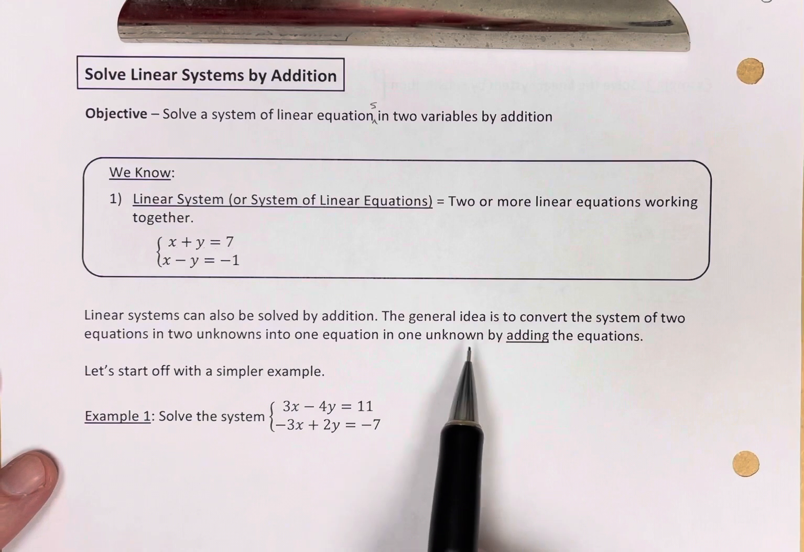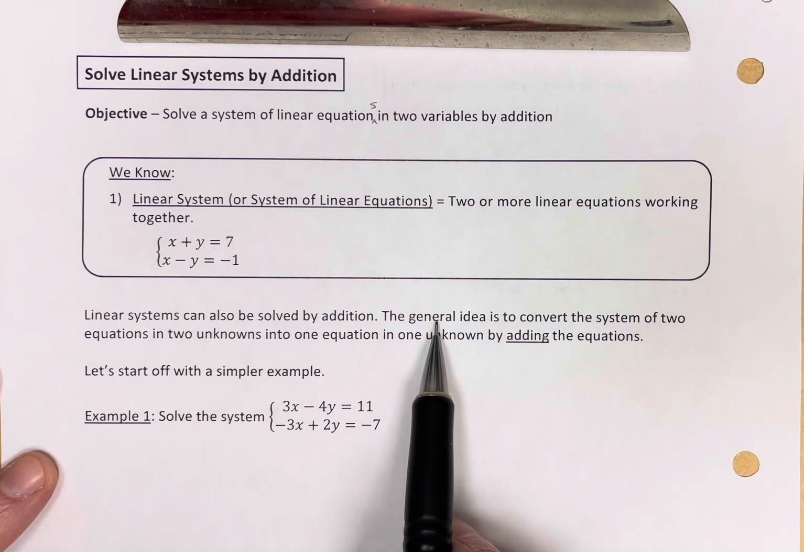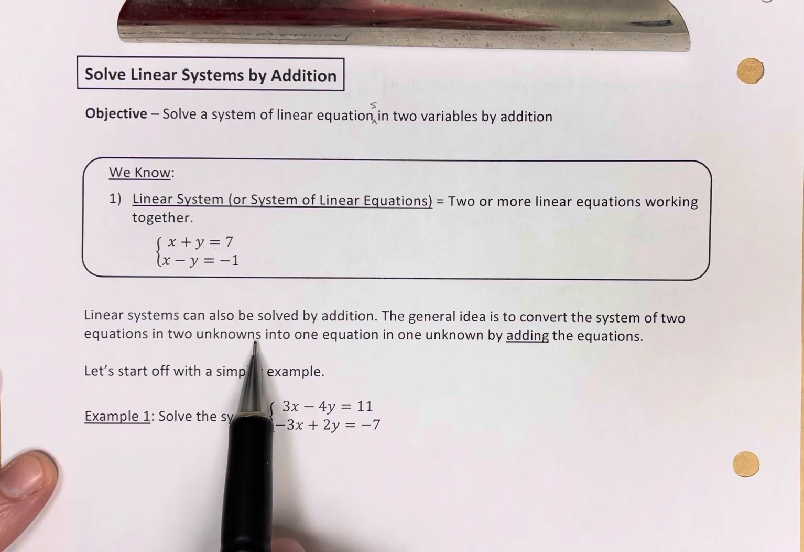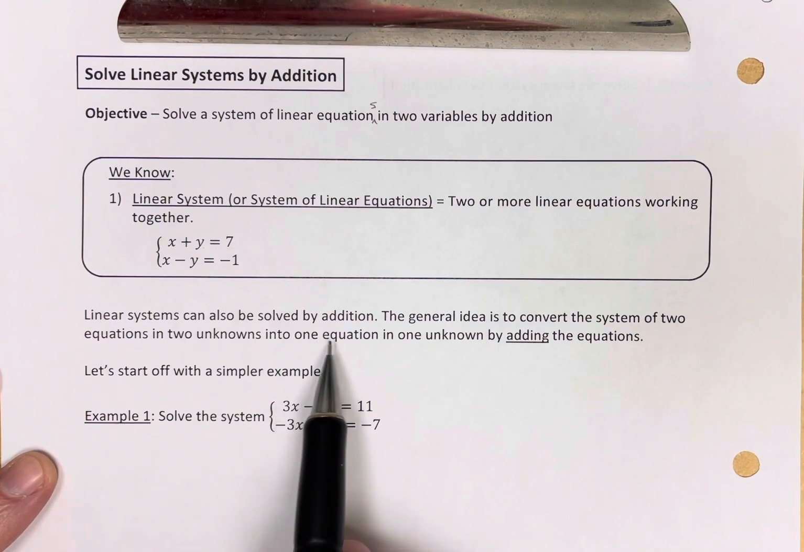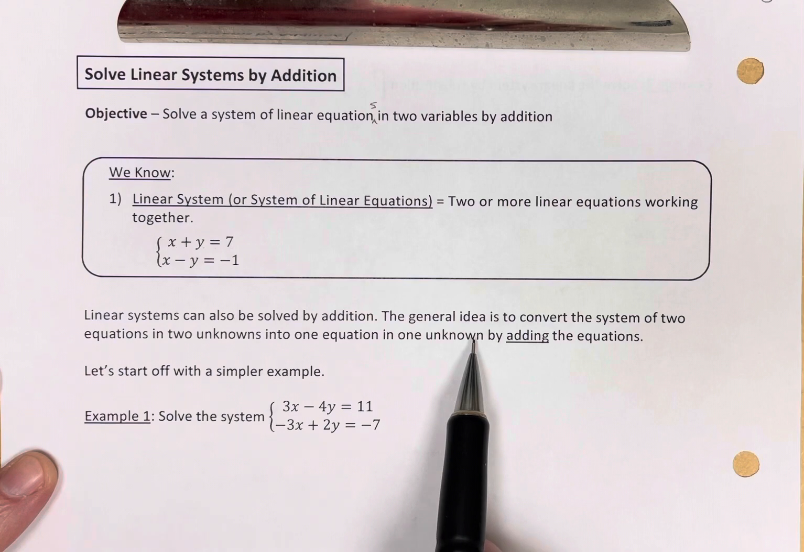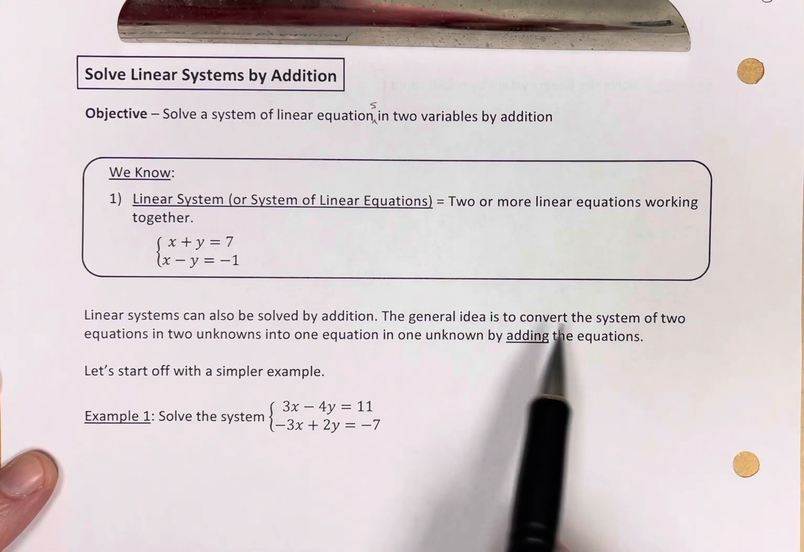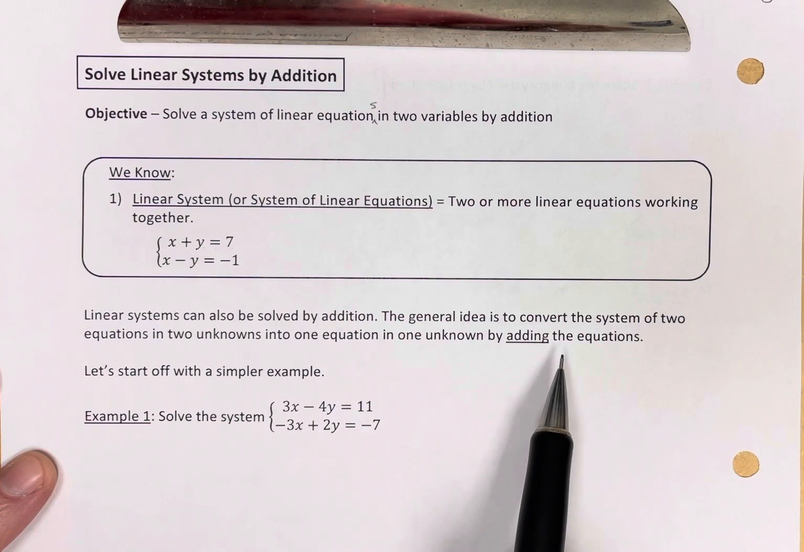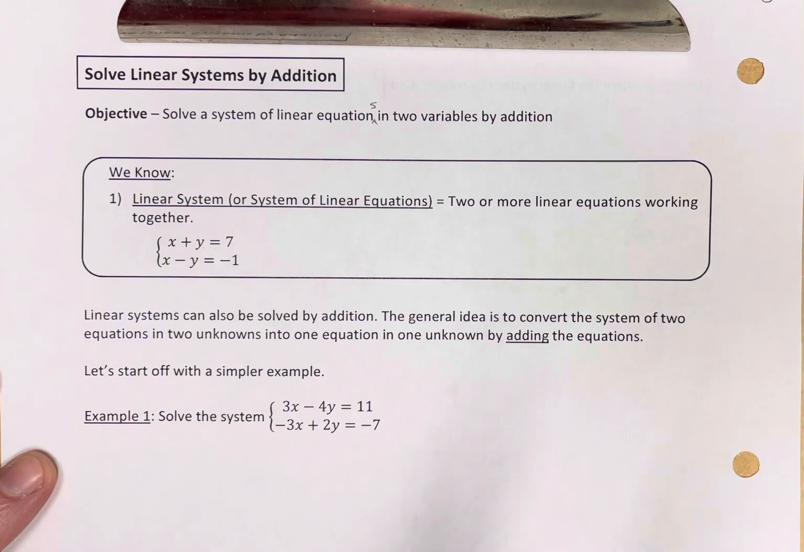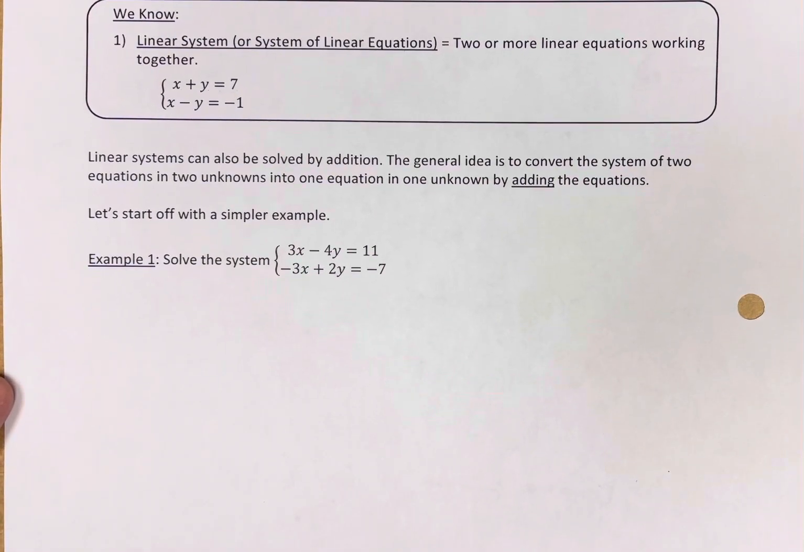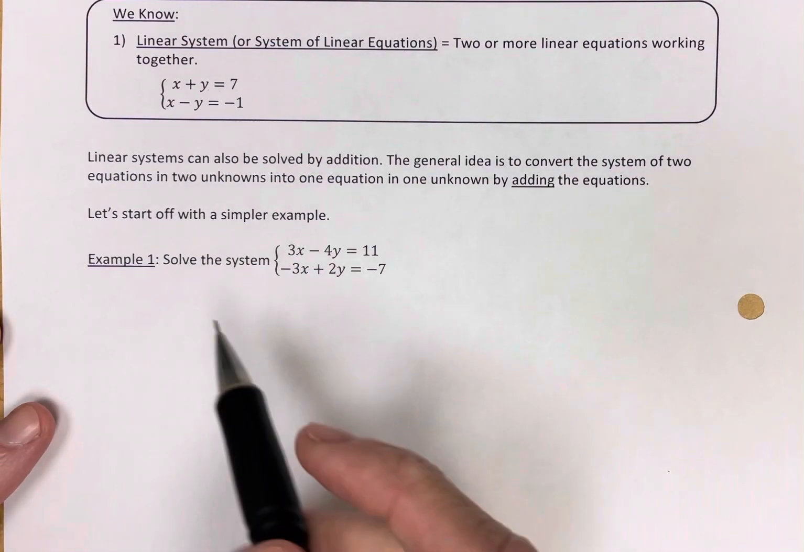All right, so the general idea here is we want to convert the system of two equations in two unknowns into one equation in one unknown by adding the equations. We did this by substituting. Now I want to do it by adding. And let's start off with a simpler example that kind of already has this set up for us.